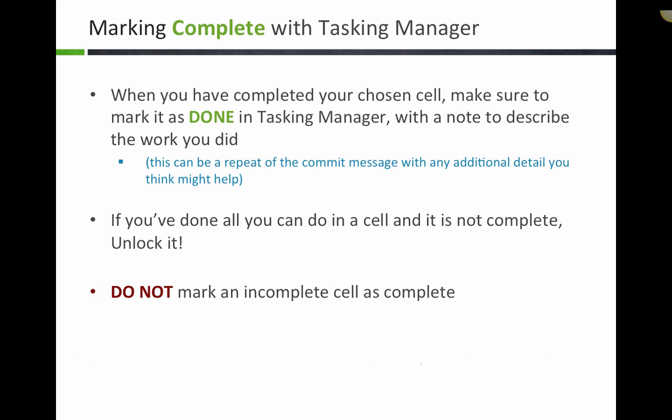If you exhaust the cell that you have checked out in Tasking Manager, so you know that every building has been traced, every road has been traced, even if it's by your predecessor, you can go ahead and mark that as done in the Tasking Manager, and I will show you that in a moment. When you do that, it will ask you to add a note to describe the work you did. This can basically be a repeat of the commit message and any additional information that you might want to add or share with the OSM community.